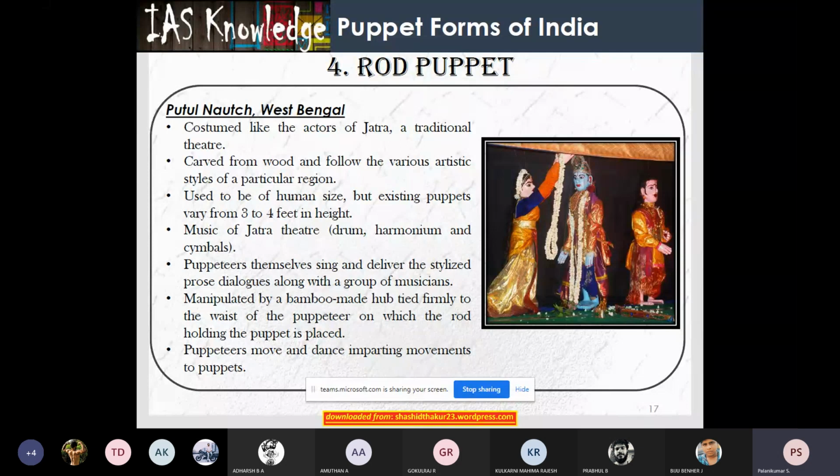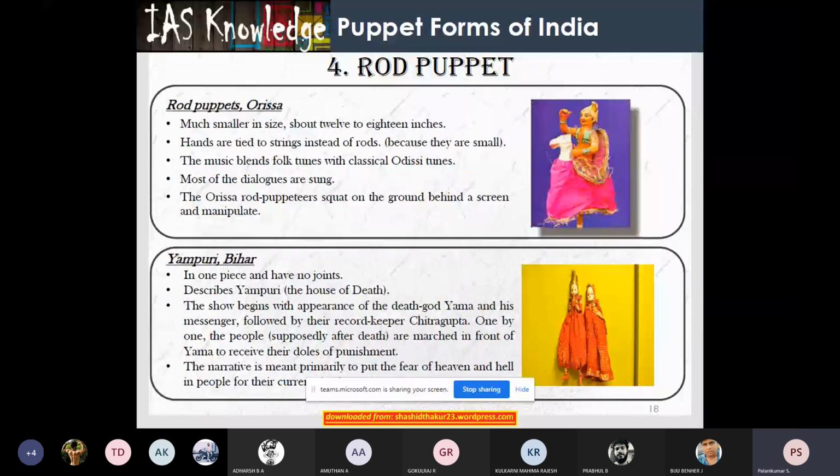Okay, and especially these are all manipulated by a bamboo-made hub, where the puppeteer holds the rod holding the puppet. So the same thing is in Orissa and Bihar also.